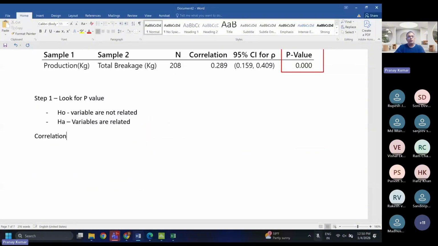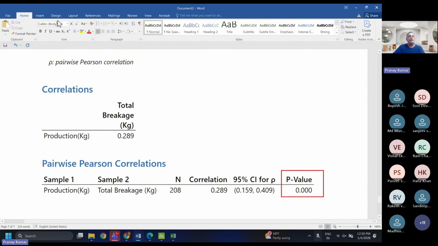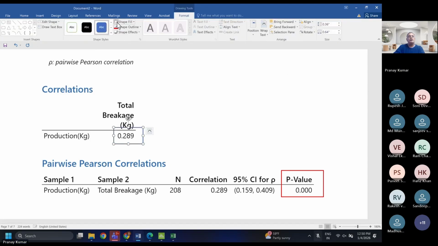With everyone? Yes, sir. The first thing that you are looking at is the p-value. Second thing that you are looking at is the R value or the correlation coefficient that you see here.